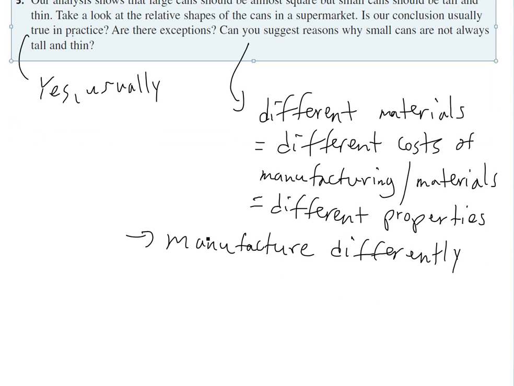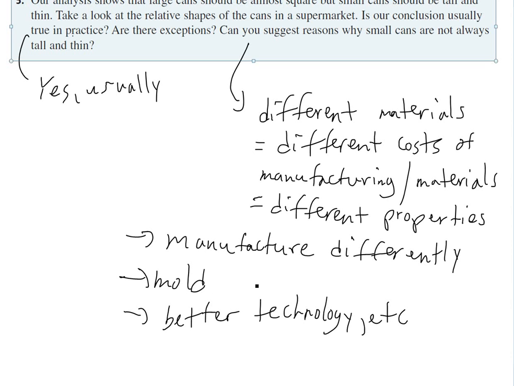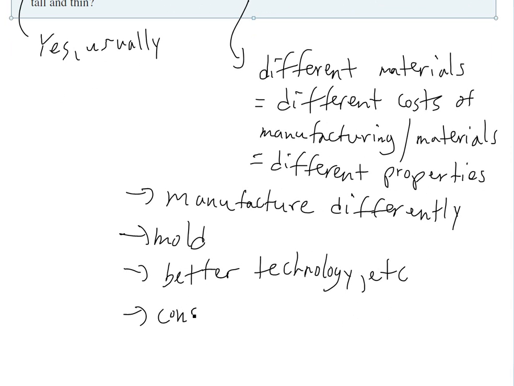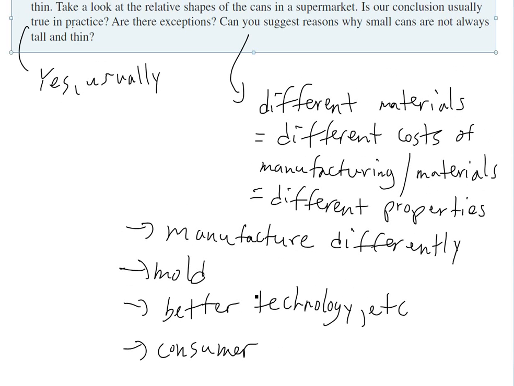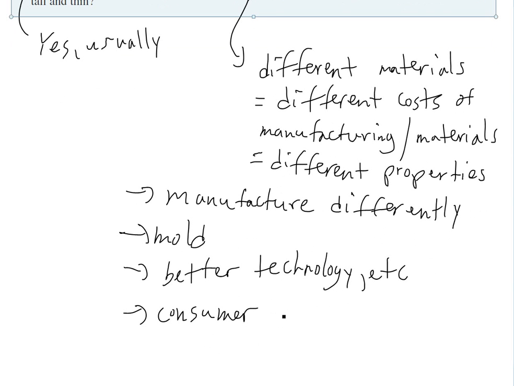If you manufacture differently, what I mean is, if you have plastic, you could probably just use a mold, and this will create the can right away, versus having to cut the sides and then put the top and bottom on. So you can manufacture differently, and as technology increases, companies may have better technology and so on. So it depends, and also on what consumers want. If consumers want a really small but not that tall can, then you're going to see that in the supermarket.